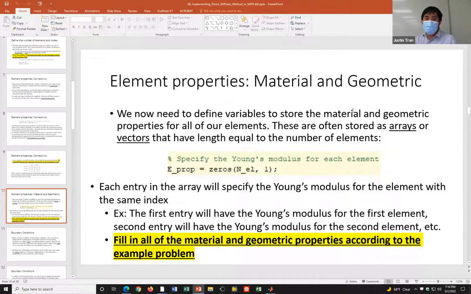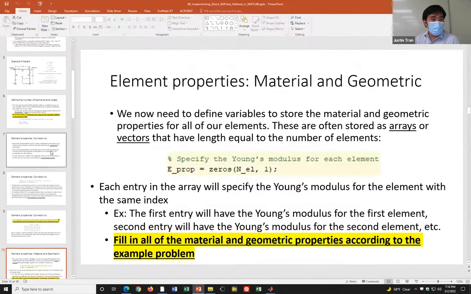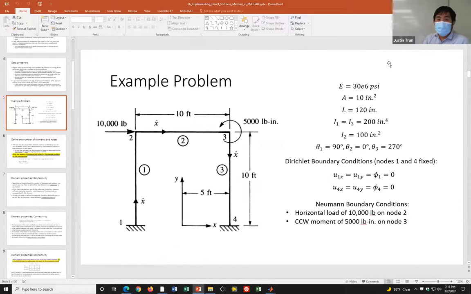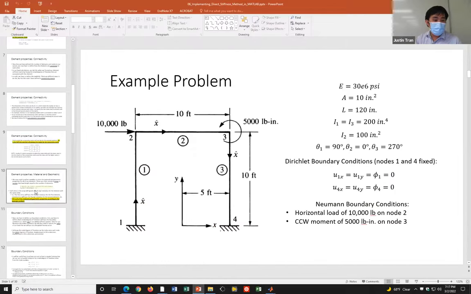All right, so now that we've specified the connectivity information, the next step is going to be the material and geometric properties. If we go back to our problem here, you can see that all of the frame elements have a lot of properties that they need to store. We need to know their Young's modulus, area, lengths, moment of inertia, and orientation angle. We need to encode all this information into MATLAB, and the way we're going to do that is store it in a vector, just like before.